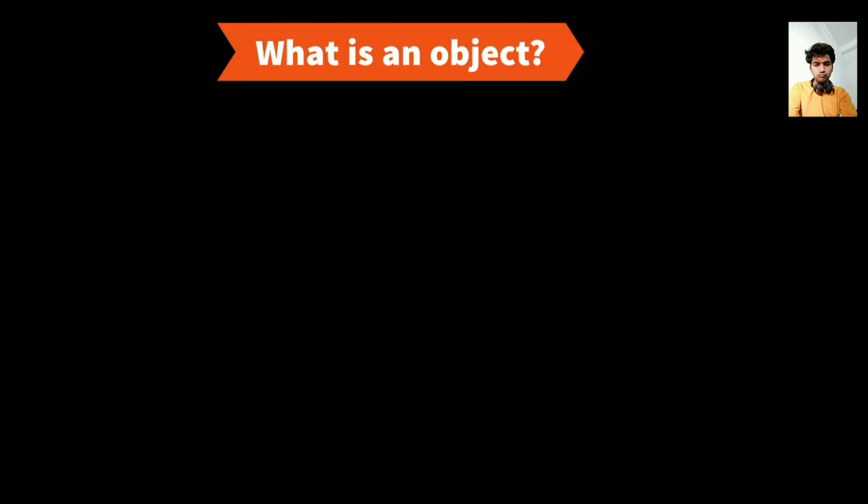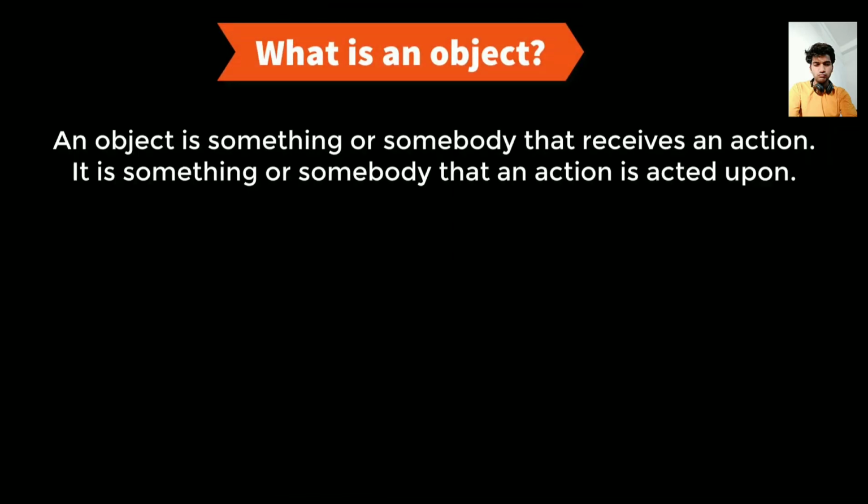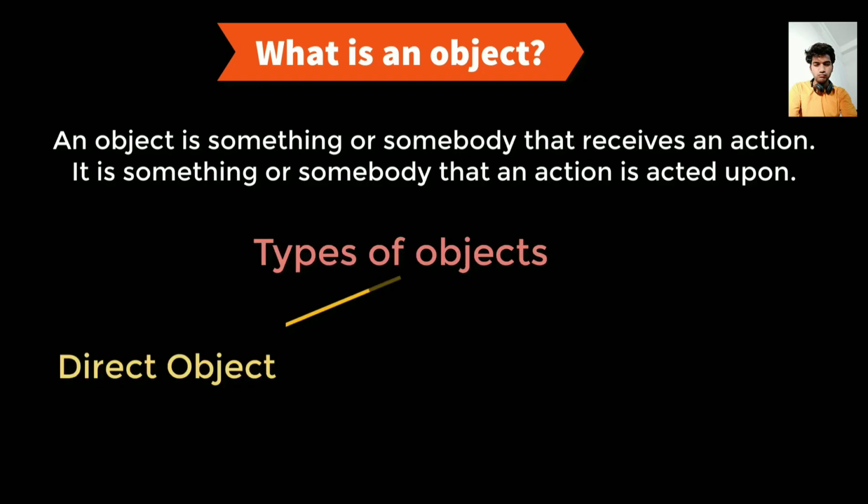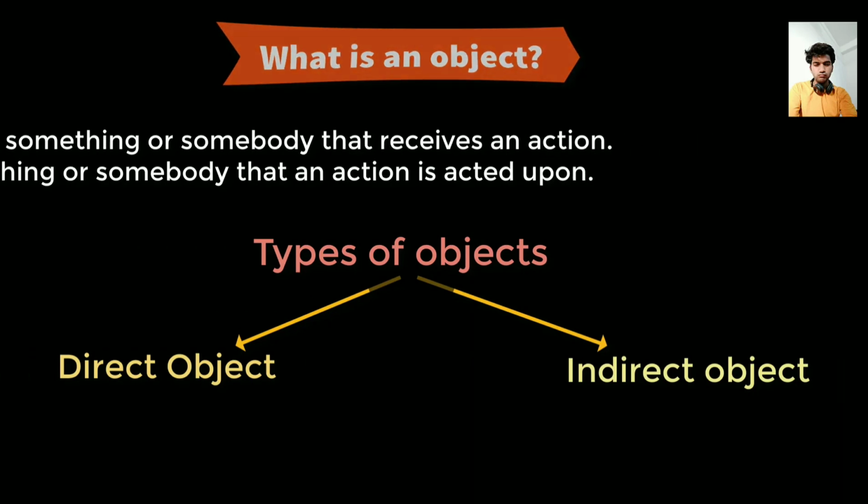What is an object? An object is something or somebody that receives an action, that the action is acted upon. Whenever you perform an action, whosoever or whatsoever receives that action is your object. We have two types of objects. One is called a direct object, and the other is called an indirect object. Let's start with a direct object first.